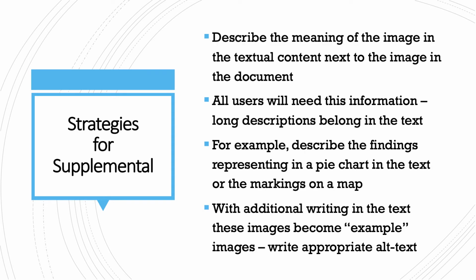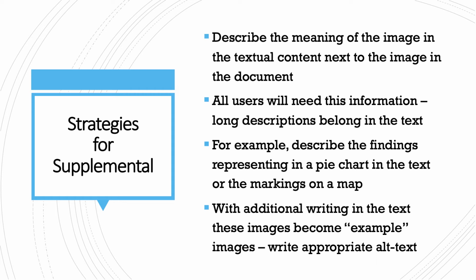So when we find that we are writing multiple sentences to try to describe the meaning within an image, we know that we're in a content or supplemental image. As we're doing that work, we recognize that this is information that all of our users or audience needs to understand or know. So this is where we want to take those heavy descriptions and move them out of alt text and put them right within the document next to the images so that all users can read that information.